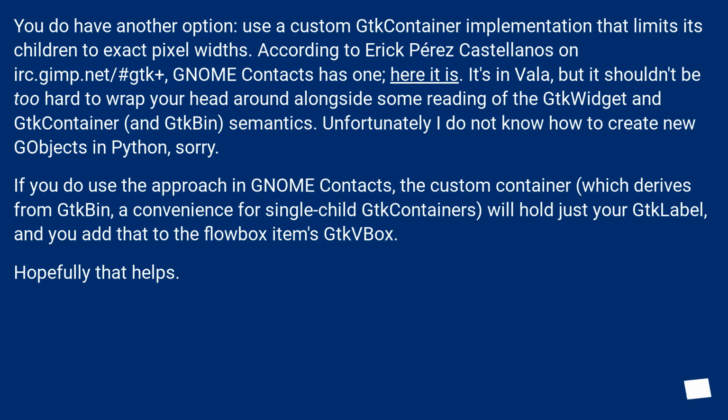If you do use the approach in GNOME Contacts, the custom container, which derives from GtkBin, a convenience for single-child GTK containers, will hold just your GTK label, and you add that to the flowbox item's GTK box. Hopefully that helps.